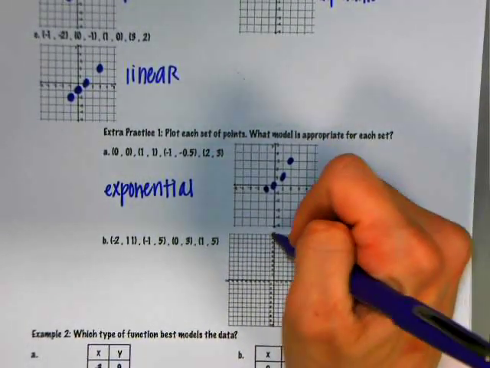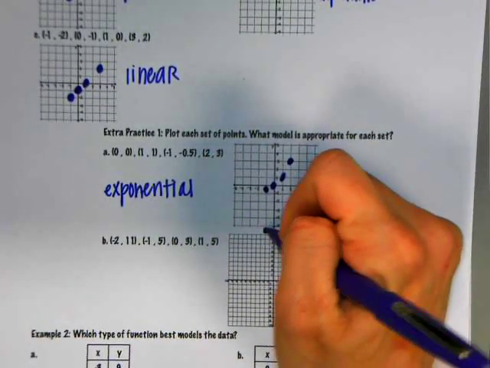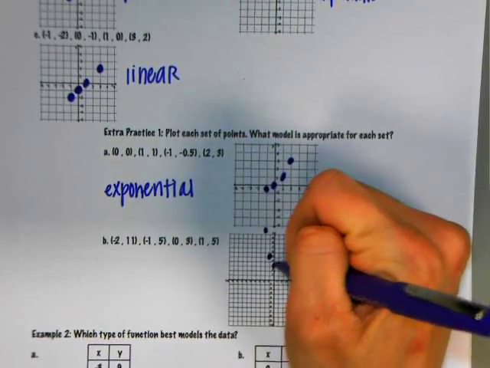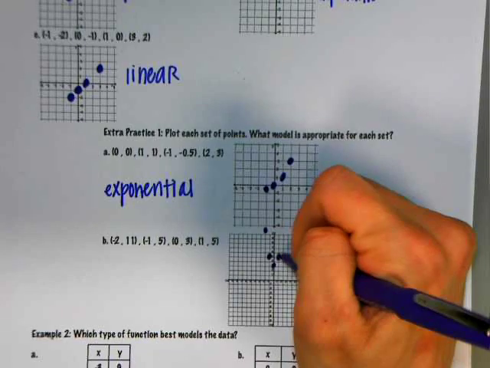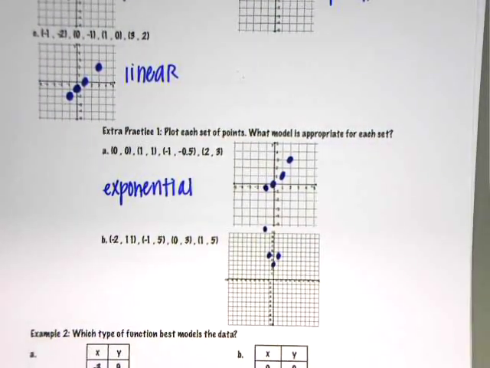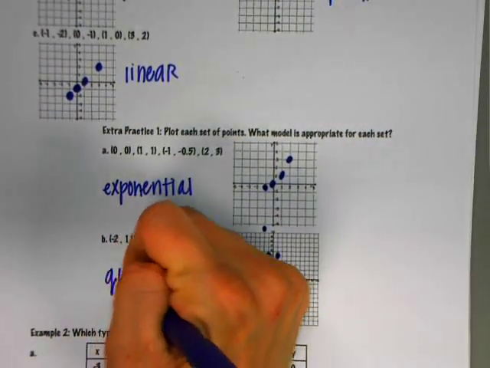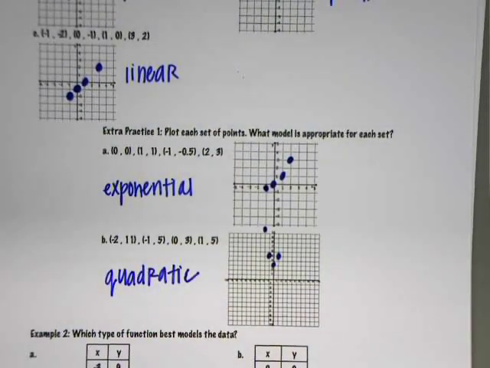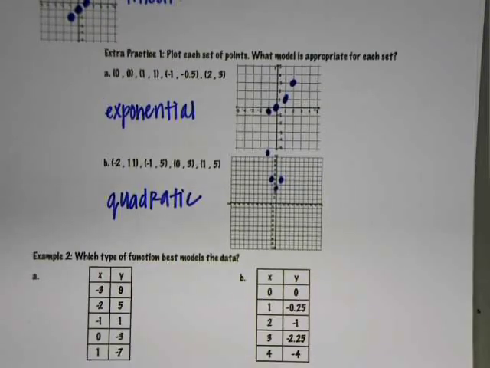Okay, (-2, 11), (-1, 5), (0, 3), (1, 5). So what's that one going to be? Quadratic, yeah, because it goes down and then back up. Okay, are we good? Do we understand that? Yes.